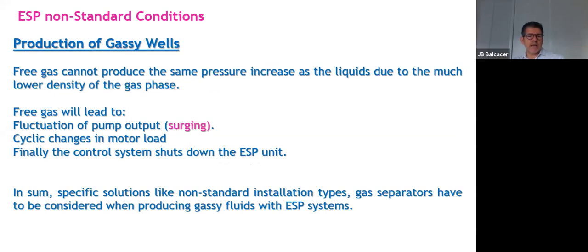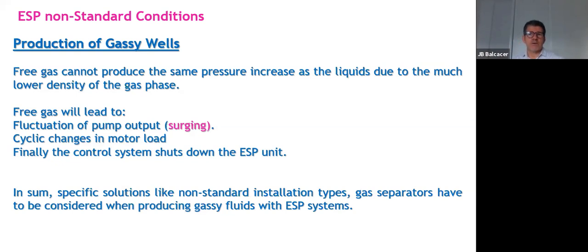Gassy wells: we know the free gas cannot be produced through the pump due to the decrease in the efficiency. Some of the issues that the gas will produce are, of course, the fluctuation of the pump output, which is called surging, and cyclic changes in the motor load. Cyclic loads in the ESP are very detrimental because they will lead to failures, basically overheating and at the end failure of the ESP system. So this is not really something that we want to face on the ESPs.